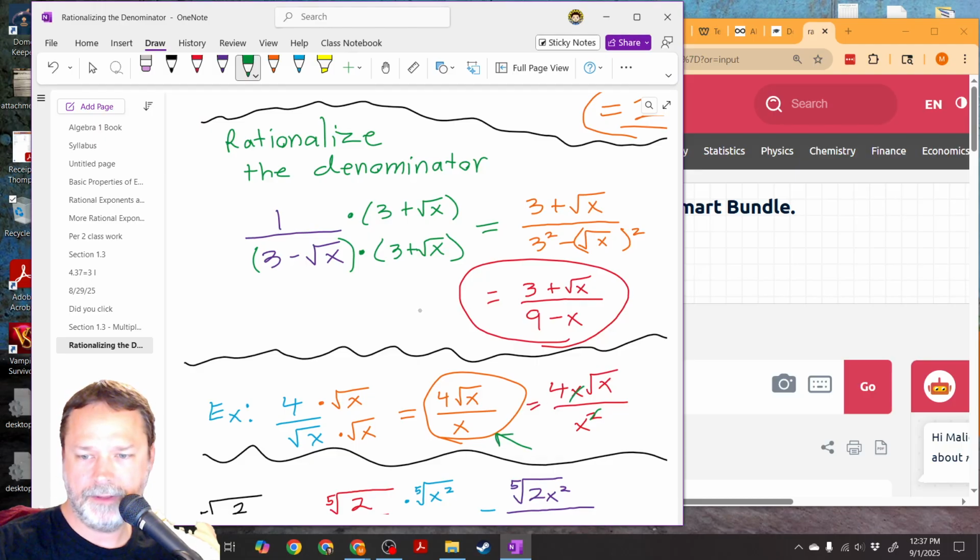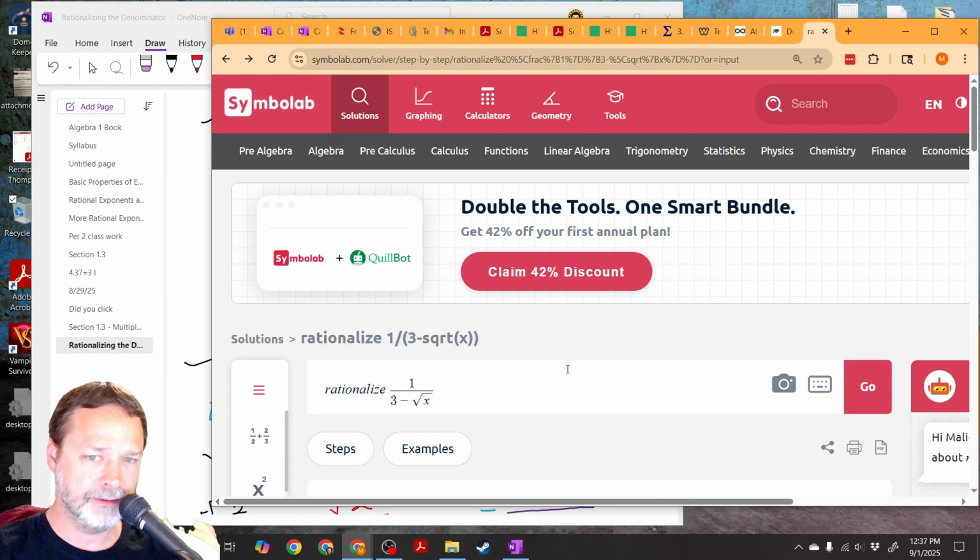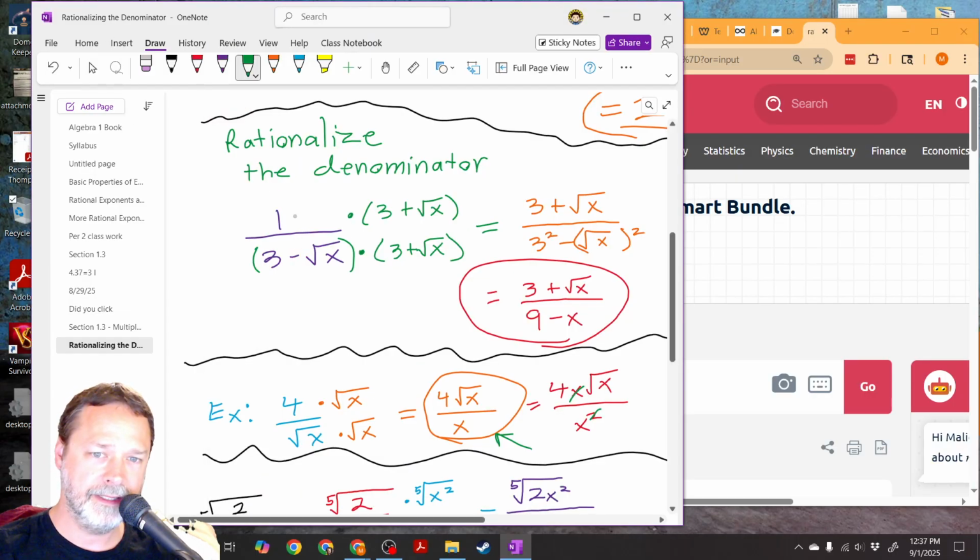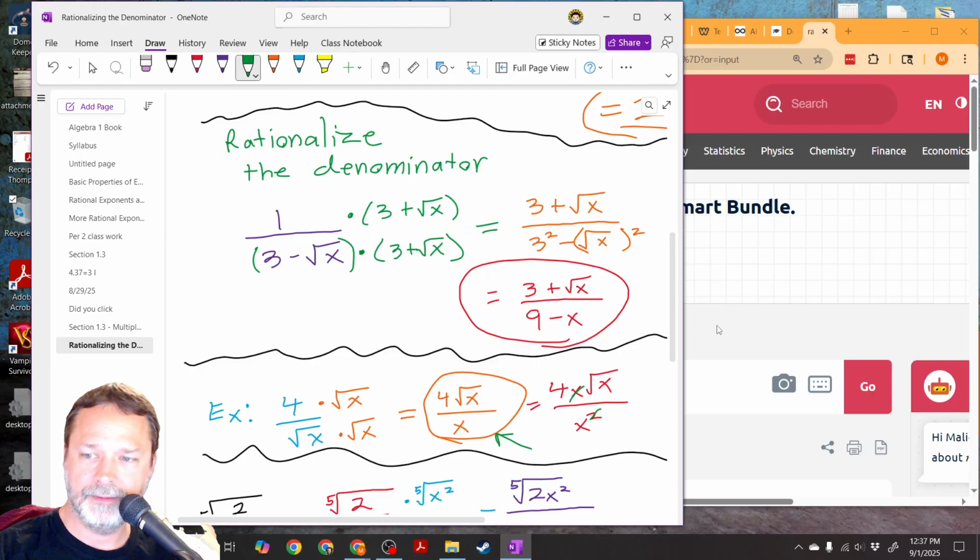Okay, so how can we use technology? And I'm just mentioning that because sometimes the technology will want to do it a certain way. It'll be very unintuitive the way we do it. And sometimes it won't. So anyway, Symbolab is a great way to do it. We already saw what our result was right here, 1 over 3 minus root x. What do we get when we rationalize it? 3 plus root x over 9 minus x.